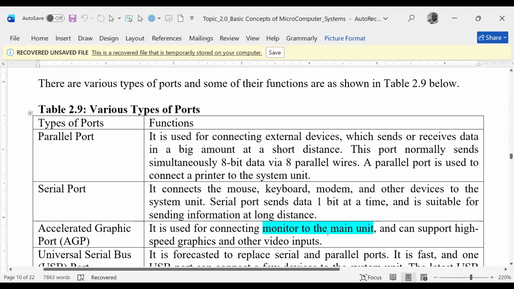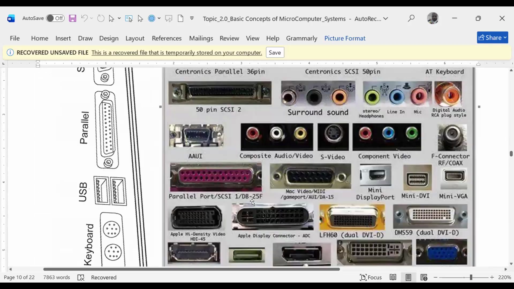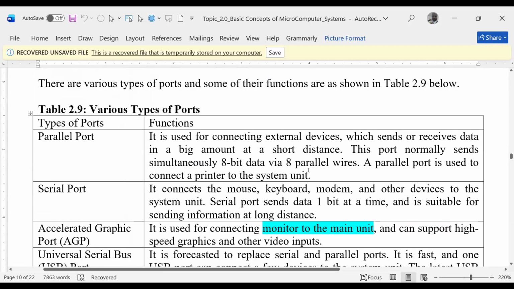The power port here is used to connect external devices, and this power port consists of 8 pins. 8 pins normally for short distance. So the power port is like this. These 8 pins each deal with 1 byte at a time. So here, it sends or receives data in a big amount for short distance. This normally sends 8 bits at a time. Normally for printer connection. More powerful, sends more data.